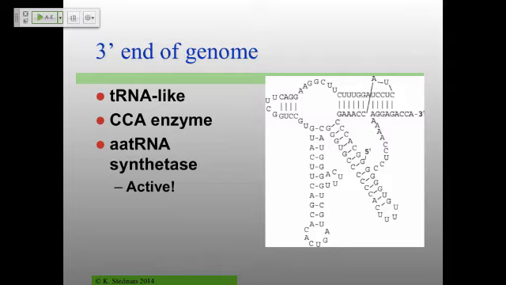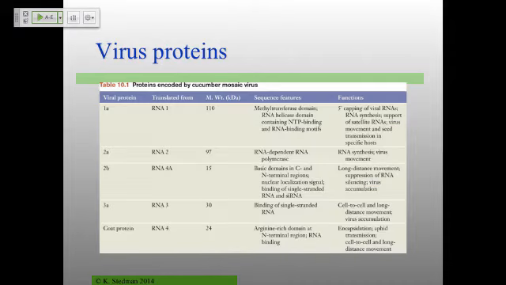Where do those caps come from? Any ideas? They don't go to the nucleus and get snatched. So as is true for most of the other capped messenger RNAs that we've talked about, with the exception of influenza, these guys make their own capping enzymes.